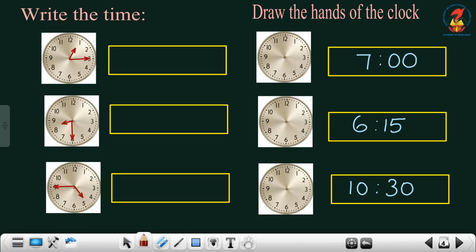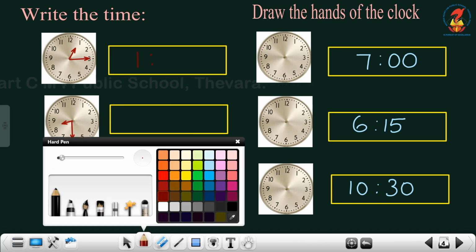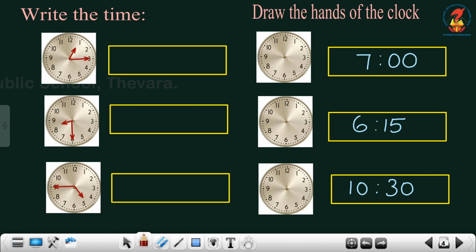Look here children, write the time. Some clocks are given here, we want to write the time. Look at the first clock. Where is the hour hand? It is almost on 1. And where is our minute hand? Minute hand is on 3. If the minute hand is on 3, what is the time? Our hour hand is on 1. So we can write 1 hour, and our minute hand is on 3. So the minute is 15 minutes. So we can write 1:15.